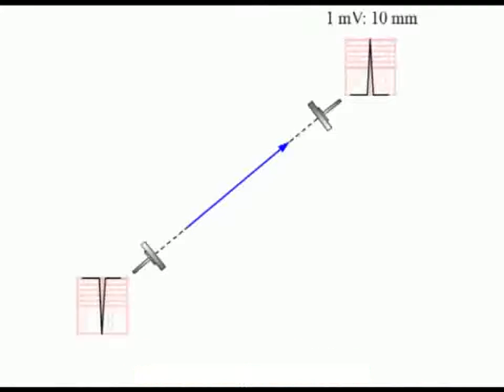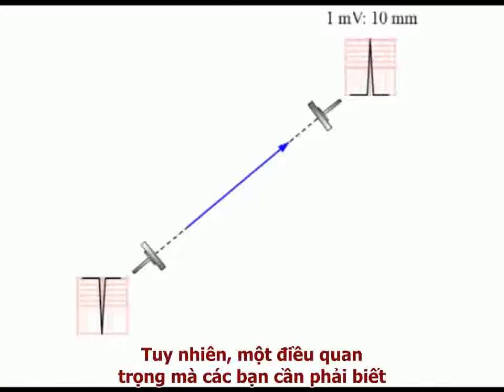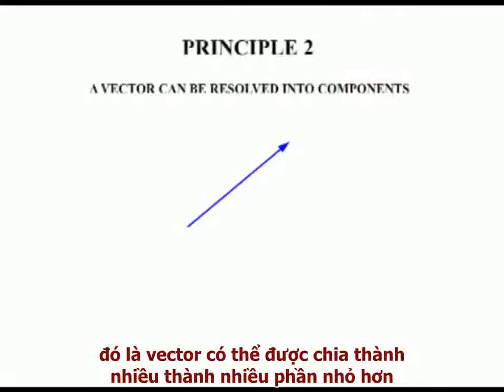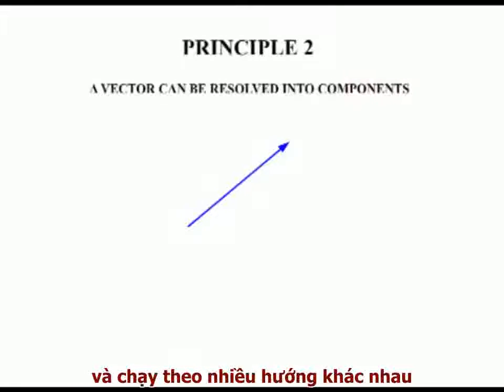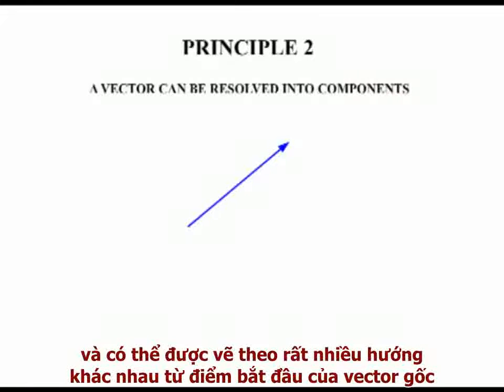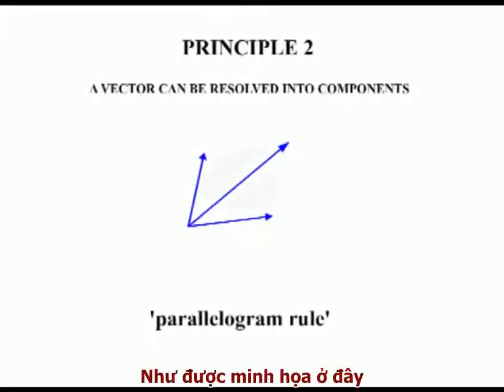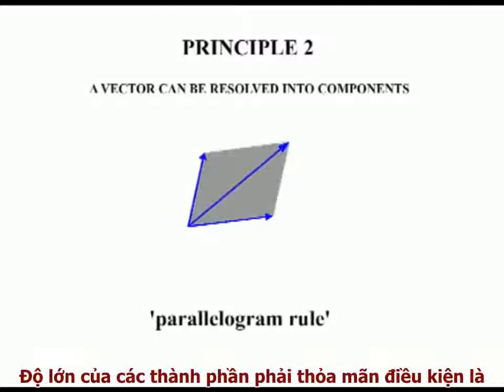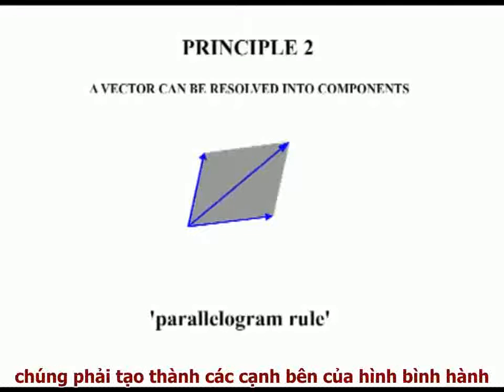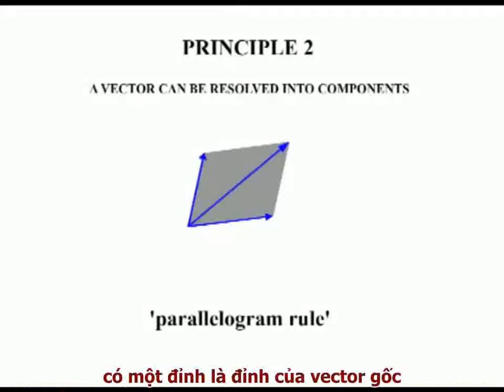This is simple enough. However, it is important to realize that vectors can be resolved into smaller components traveling in different directions. Components are also vectors and may be drawn in many different directions off the initial point of the parent vector, in accordance with the so-called parallelogram rule. As illustrated here, the magnitude of components are linked by the requirement that they form the sides of a parallelogram touching the apex of the parent vector.